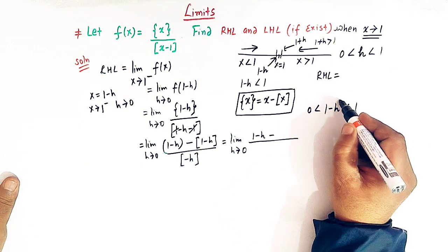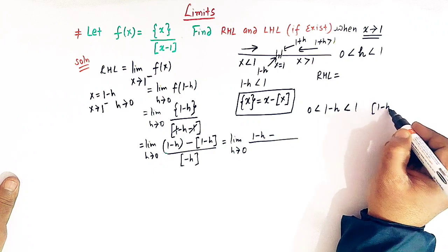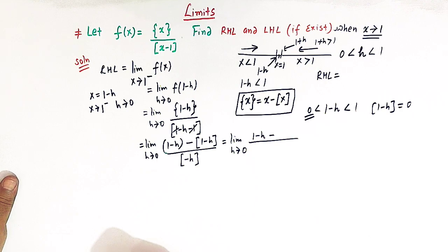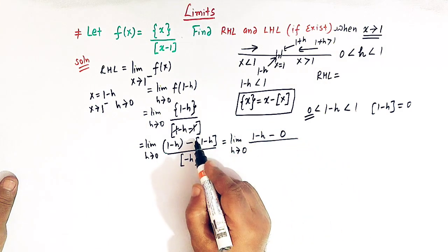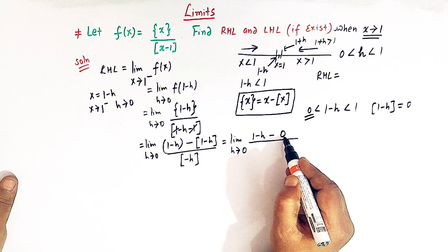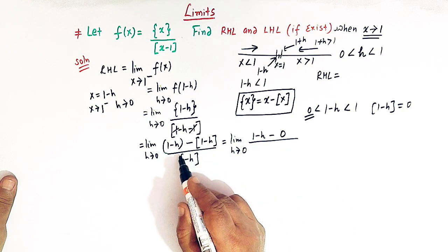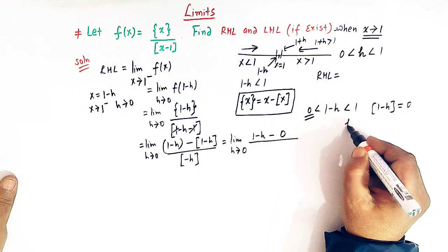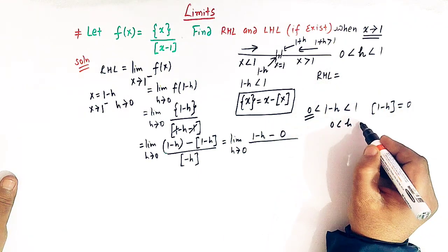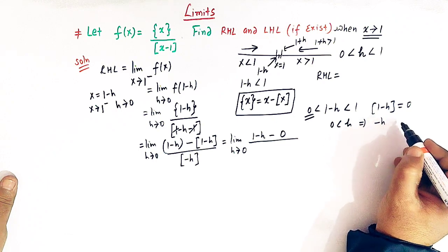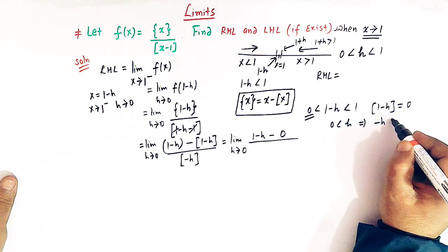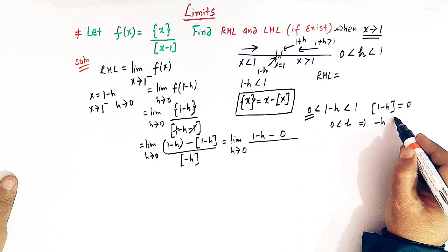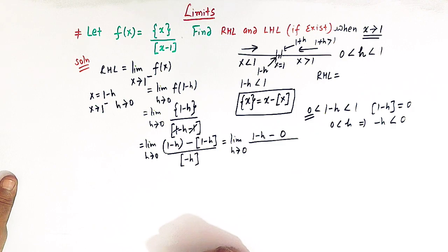So the greatest integer of 1 minus h should be equal to 0 by definition of the greatest integer function. So here we have 0. Greatest integer of 1 minus h is 0. And here we have greatest integer of minus h. Now see, h is greater than 0. So obviously a negative h is less than 0, right?